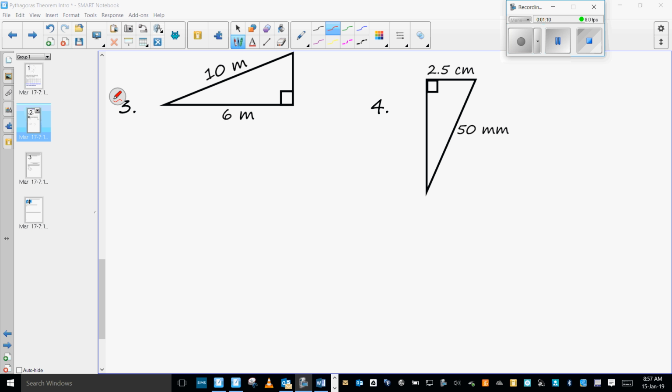It may say in the question what unit they want the answer in, but it's unlikely. So we need to, as a class, decide which one we are going to change them to. Are we going to change them both to be centimeters or both to be millimeters?